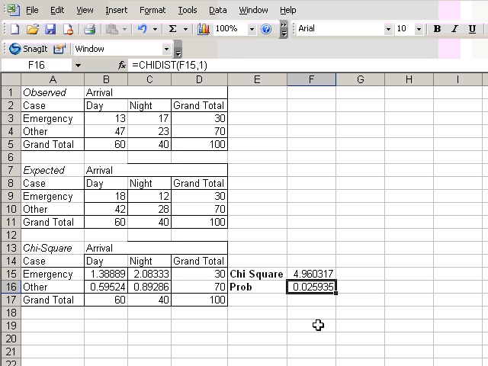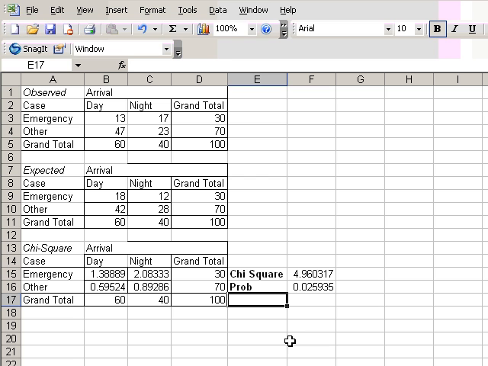In general, in this course, if the probability of a statistic is less than 0.05, we will assume that it did not occur by chance. Consequently, we conclude from this chi-square value and this probability that whether a person arrives for an emergency or other is not independent of whether they arrive during the day or night.